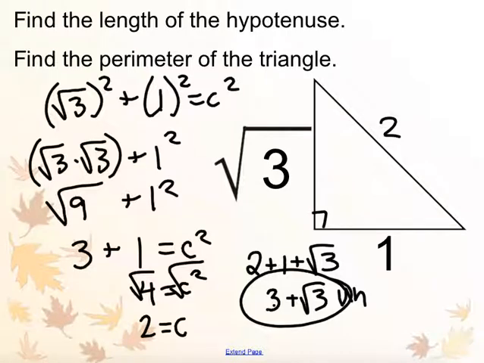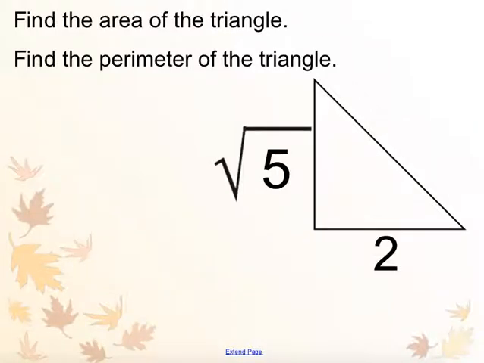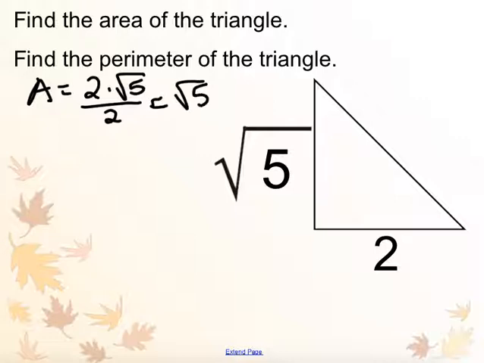Similarly, we can do this with other triangles. And we have a couple other examples of this. So find the area of the triangle and the perimeter of the triangle. Well, let's start with the area. We have to do base times height, and we're going to divide it by 2. Well, we have 2 root 5 divided by 2. Well, that's just the square root of 5 units squared. That was pretty easy.